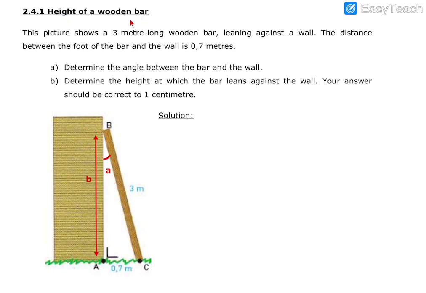Height of a wooden bar. The picture shows a 3-meter long wooden bar leaning against a wall. The distance between the foot of the bar and the wall is 0.7 meters. A: Determine the angle between the bar and the wall, and B: determine the height at which the bar leans against the wall. Your answer should be correct to 1 centimeter.